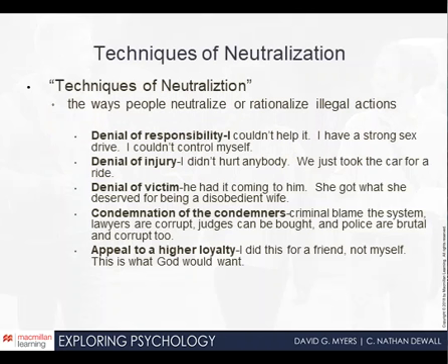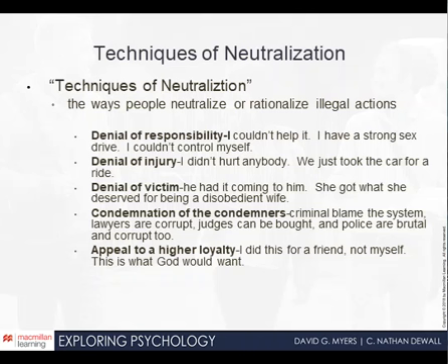Techniques of neutralization: the ways people neutralize or rationalize illegal actions. If you've ever talked with someone who may have different views on things and may have a little bit of a criminal perspective, this is what they do in order to say they're not so bad of a person. Denial of responsibility helps to neutralize their behaviors and their illegal actions.